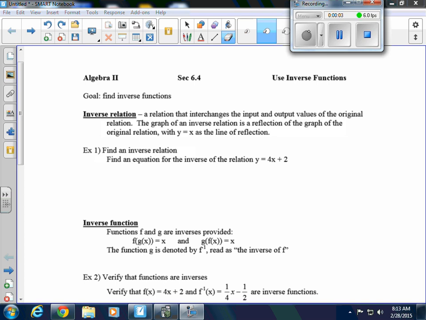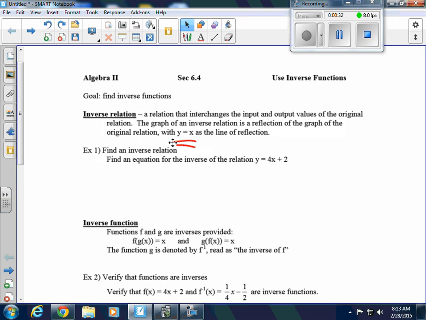Today we're going to talk about section 6.4, which is on using the inverse function. Our goal is to find inverse functions. So the first thing we're going to talk about today is an inverse relation. And that's a relation that interchanges the input and the output values of the original relation. The graph of an inverse relation is a reflection of the graph of the original relation with the equation y equals x as the line of reflection.